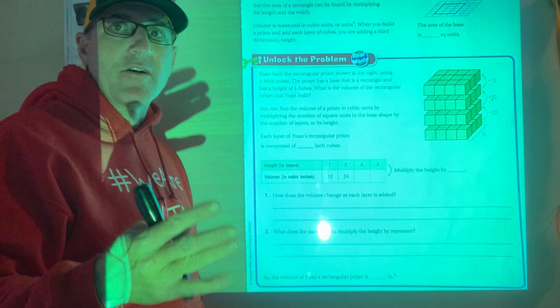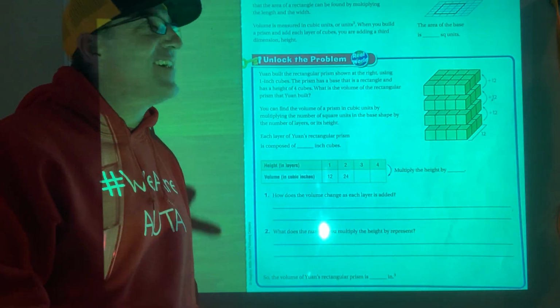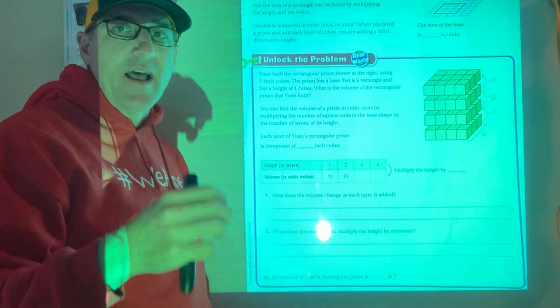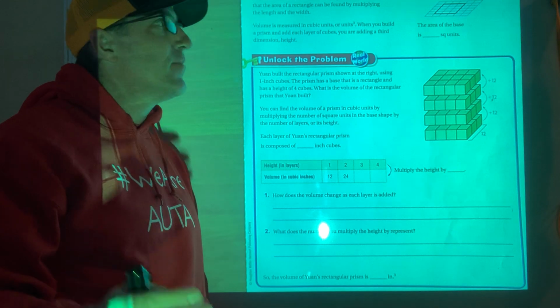There's more about volume here, so we're going to take this into the next couple of lessons. They're going to try to relate area of base to height. So what that just means is the length times width, that just equals base. So that's what we're going to talk about here.